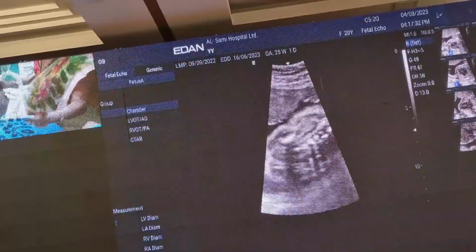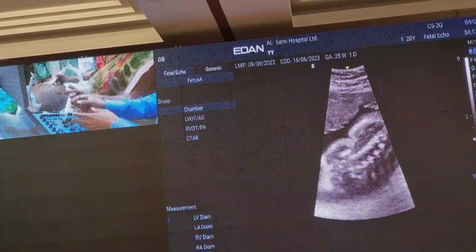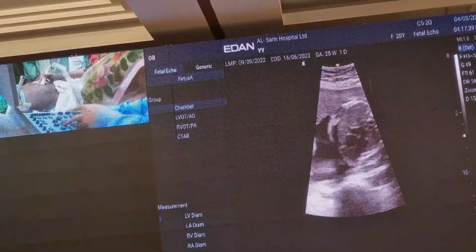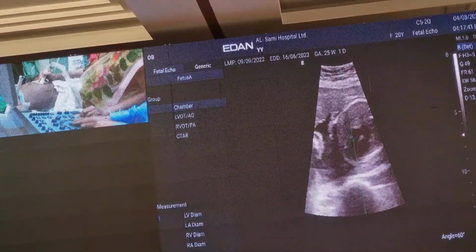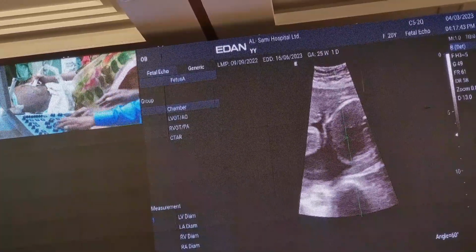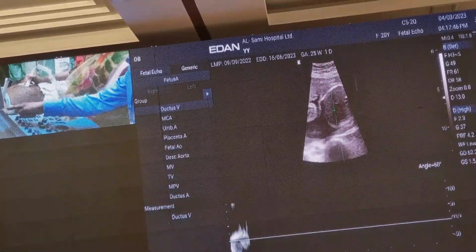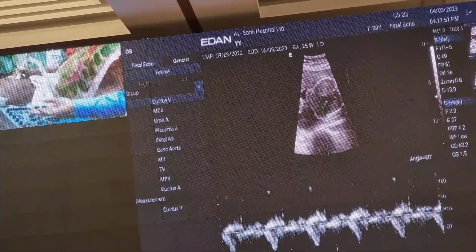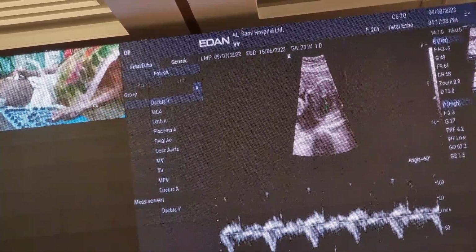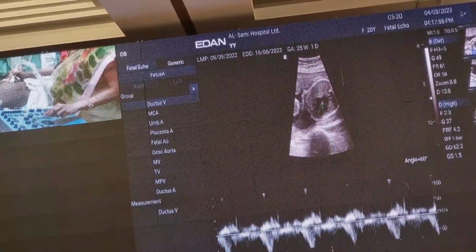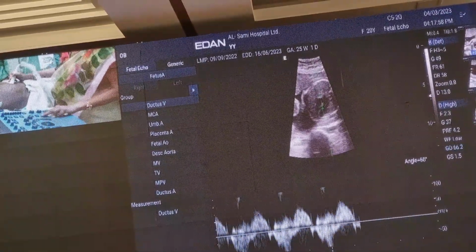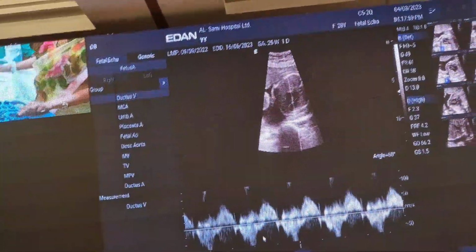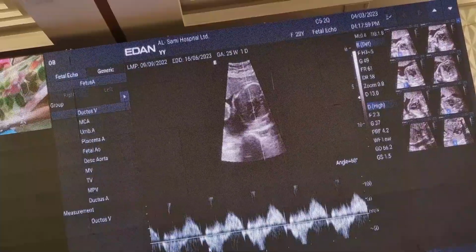I want to increase the speed, fast. Yes, very well. So we have to increase the sweep speed. I do that again now. So we put the Doppler sample and the sweep speed. Frozen. So if you look at this waveform, this is what I was trying to show you.